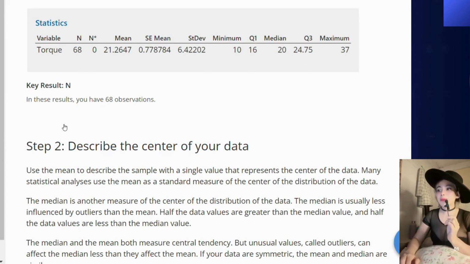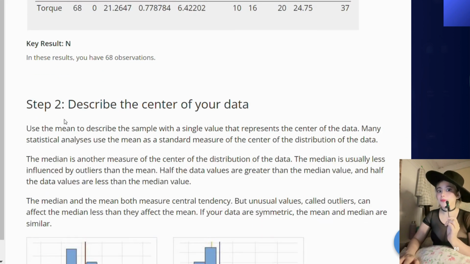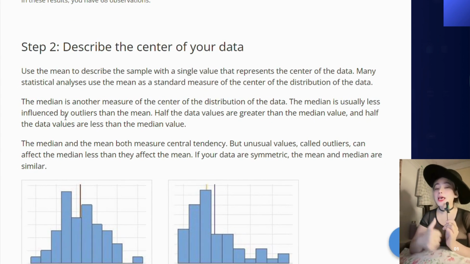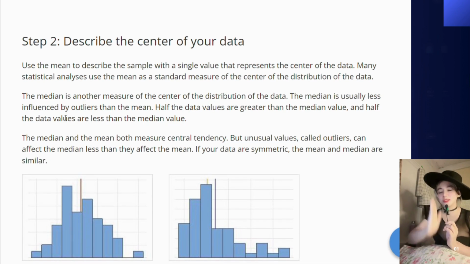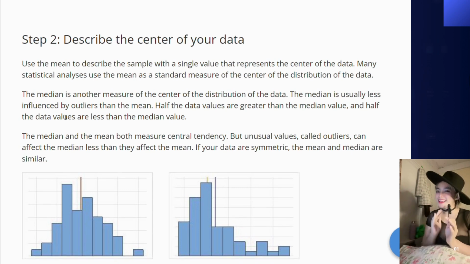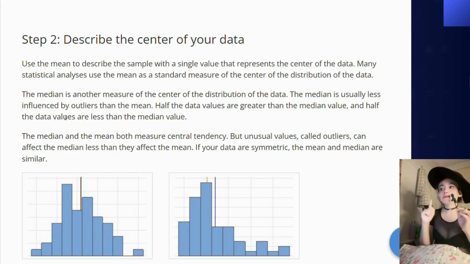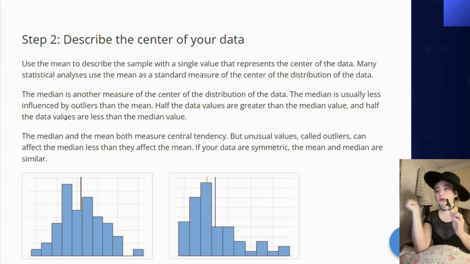Step number 2, describe the center of your data. You already know how many. Now we check the center of the data because that's somehow you need to measure, remember the bell curve, the sigma, stuff like that. That's kind of advanced, but let's go ahead and check this one out. Use the mean to describe the sample with a single value that represents the center of the data. Many statistical analyses use the mean as a standard measure of the center of the distribution of the data.